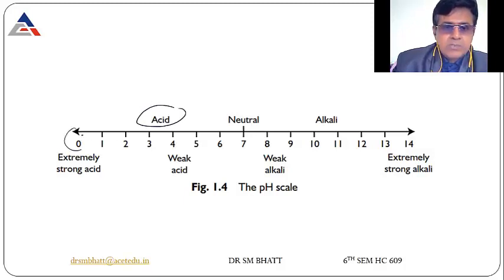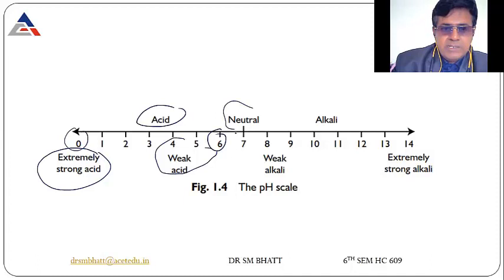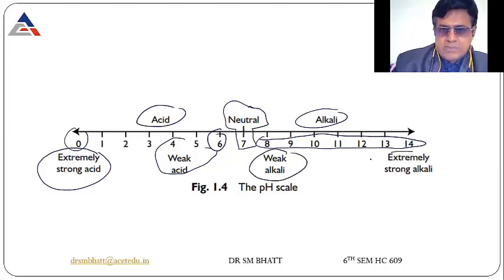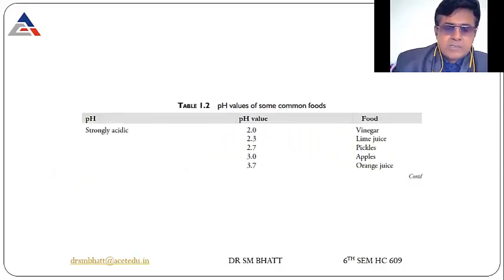If it's 0 to 5 or 6, this is an acid. This is a strong acid. If it's 4 to 5, 4 to 6, this is a weak acid. 7 is neutral. Right? Alkali means pH 8 to 14. 8 is weak alkali, 14 is strong. Okay, strongly acidic.